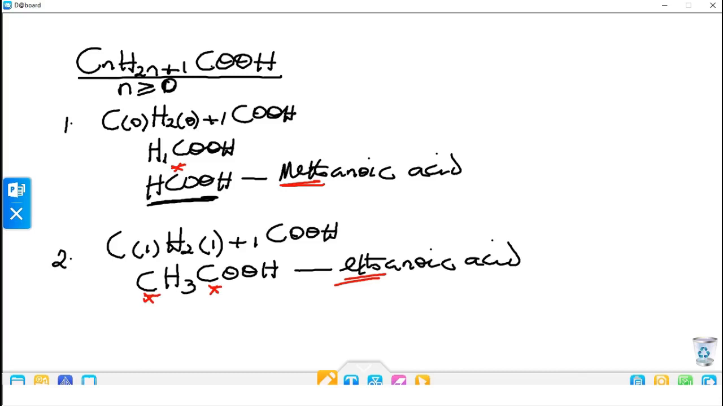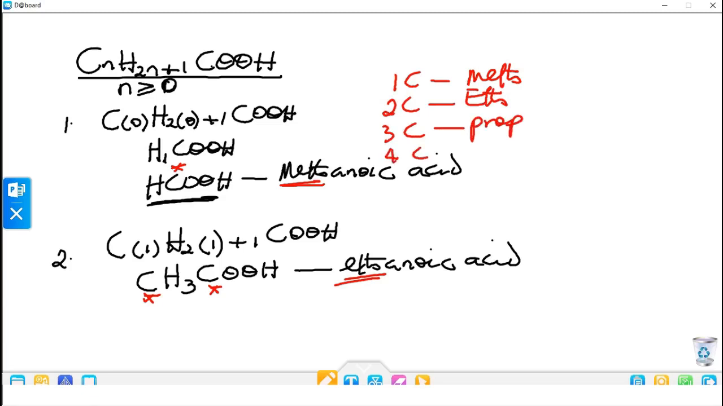We have seen alkenes, alkynes, and alkanols. Now we are looking at alkanoic acids. So just have it at the back of your mind that the presence of one carbon atom goes with the prefix met. Two carbon atoms is et. So it means 1C is met, 2C is et, 3C is prop, 4C is but, 5 carbon atoms is hex, I beg your pardon, pent.